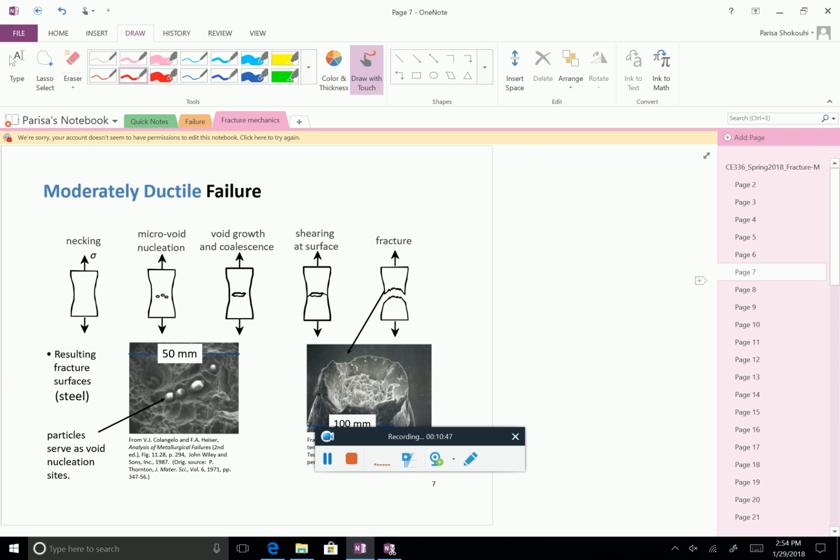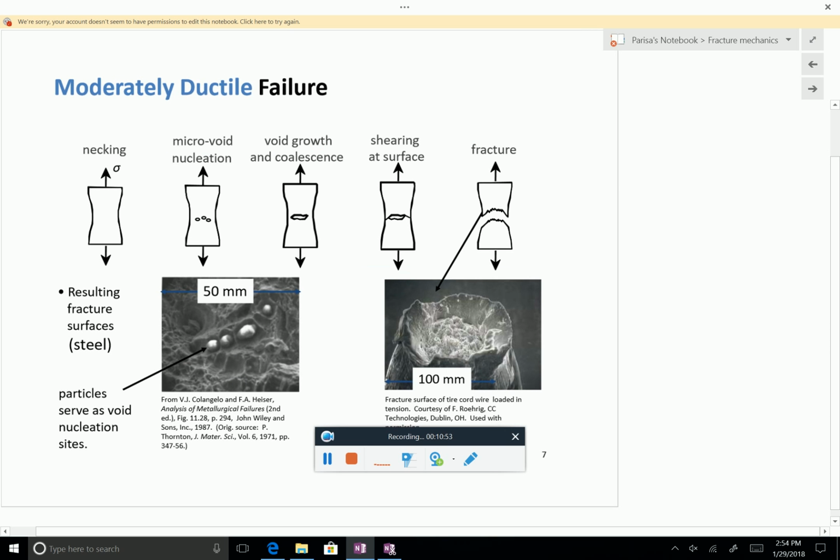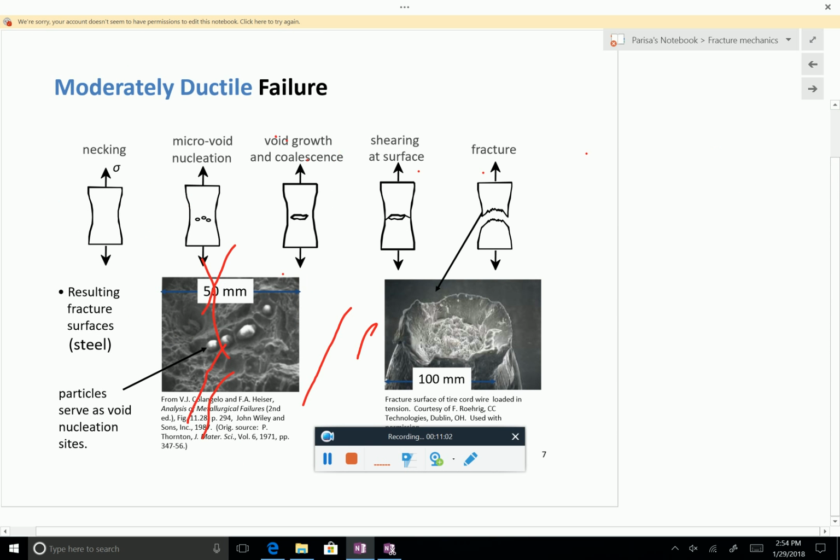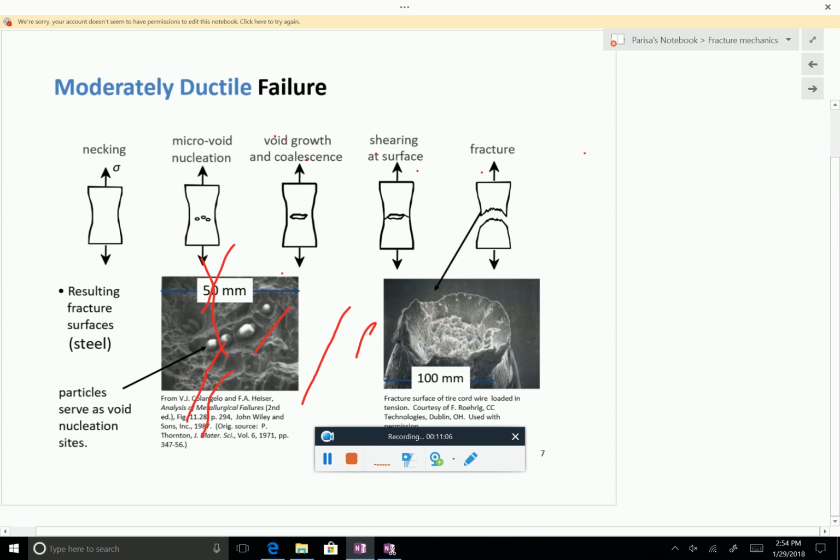Let me increase the size a little bit. Now today nothing works. Okay, this is at least larger.